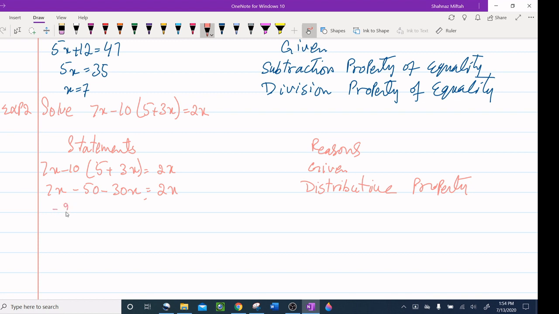Next step, what happened here? Negative 23x minus 50 equal 2x. Now 2x is the same place, but something happened here. 50 is the same, but 30 and 7, what happened between them? Since both of them are like terms, so I subtracted 7 from 30. And the bigger number keeps the sign, so that's negative 23. So that's what happened. We combine like terms.